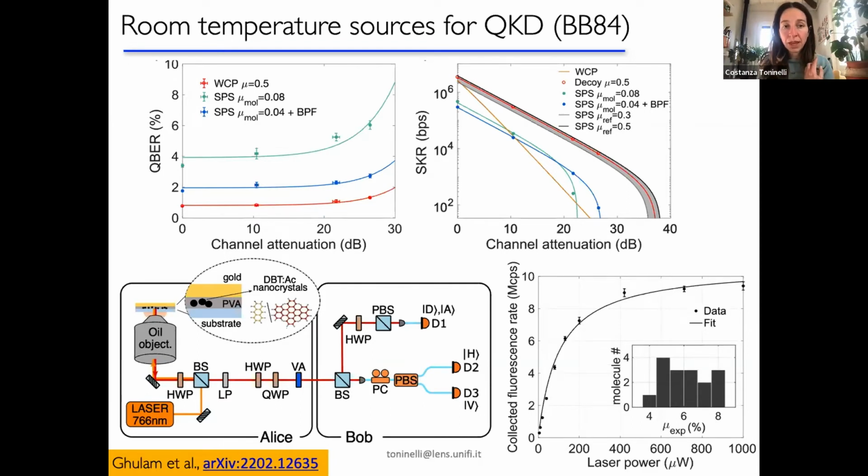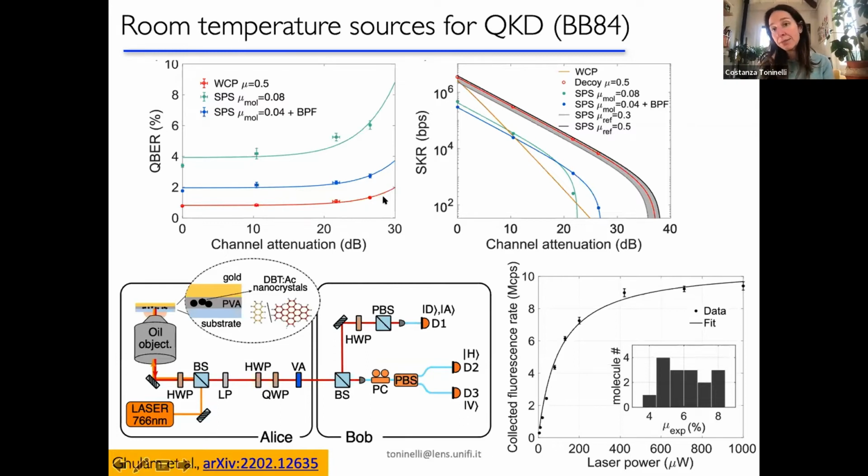And we have compared these results with respect to the state of the art, okay? The commercial state of the art for QKD protocols is based on weak coherent pulses, which are attenuated lasers. If you compare the QBER that we measure with weak coherent pulses, with a certain probability of getting one photon per pulse with the laser, with respect to the case of single photon sources and molecules, you get a better QBER, okay?